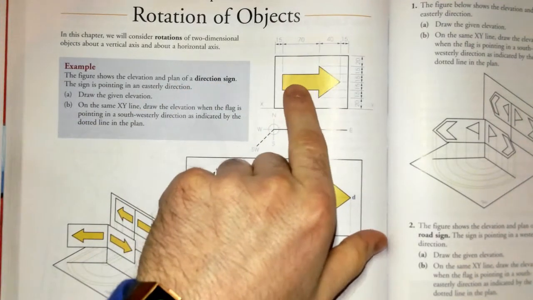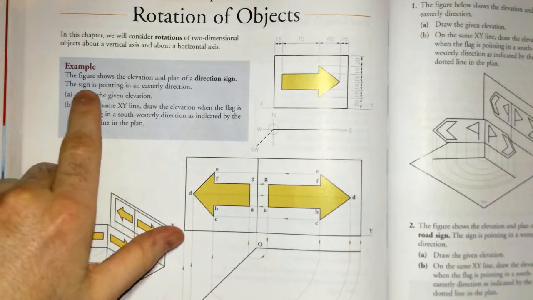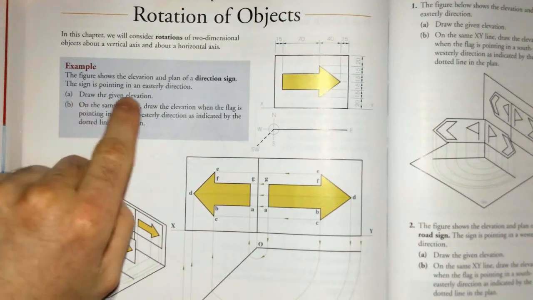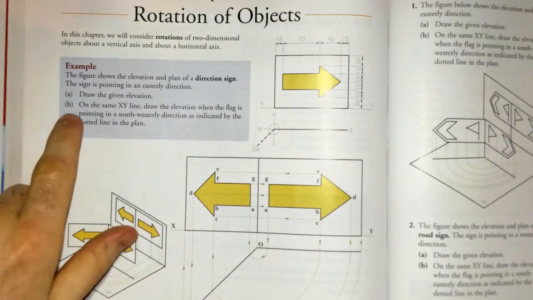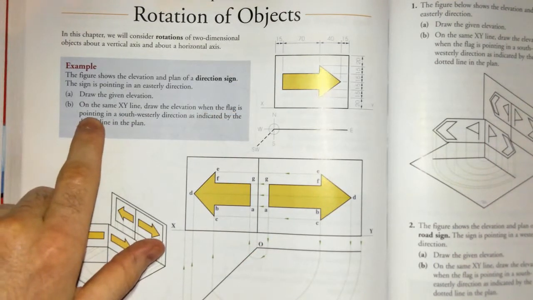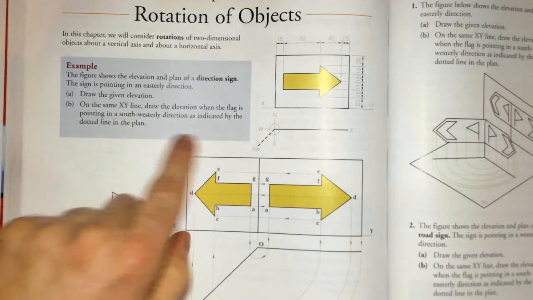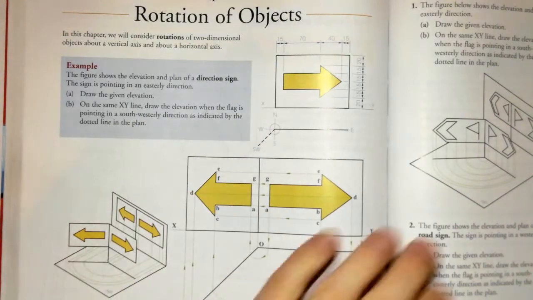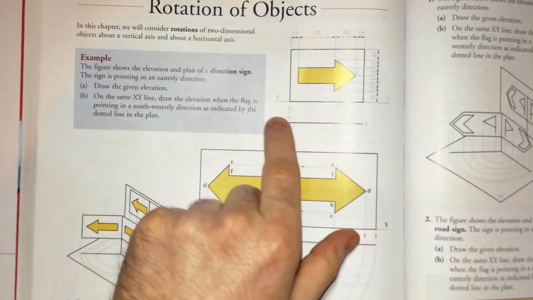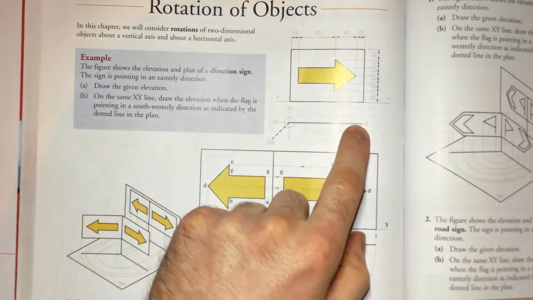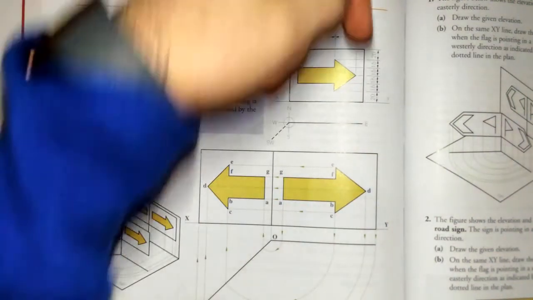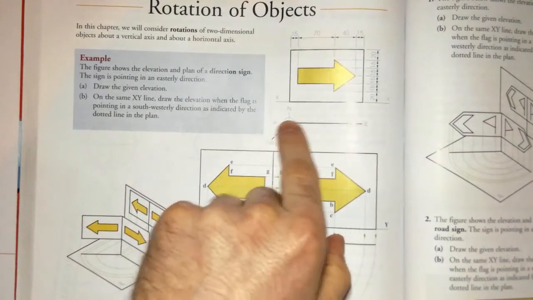So we can see here the direction sign pointing to the right, the sign is pointing in an easterly direction. Part A, draw the given elevation, and then on the same XY line, draw the elevation when the flag is pointing in a southwesterly direction as indicated by the dotted line in plan. So you can see here we have the elevation and the plan view. The reason the plan view is only a line is because it's a flag. That's the front face of the flag, but if we look straight down on top of the flag, we'd see it as an edge, as a line.